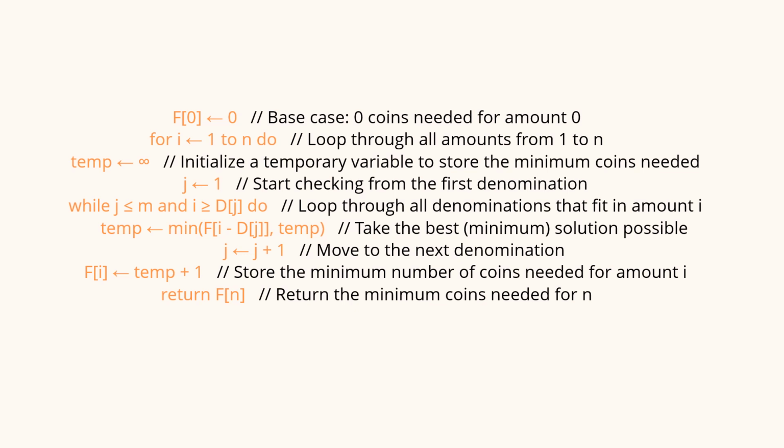j value will be starting at index value 1. Every time we are supposed to compare i value, is it greater than or equal to d of j? If that is true, we will be calculating the current amount, and also we will be updating the temp value. Okay. So we take the best solution possible out of this. The minimum value will be taken out, and you should move to the next denomination value and then update. You can store the minimum number of coins needed into this array. Okay, and finally you will return the minimum number of coins needed.